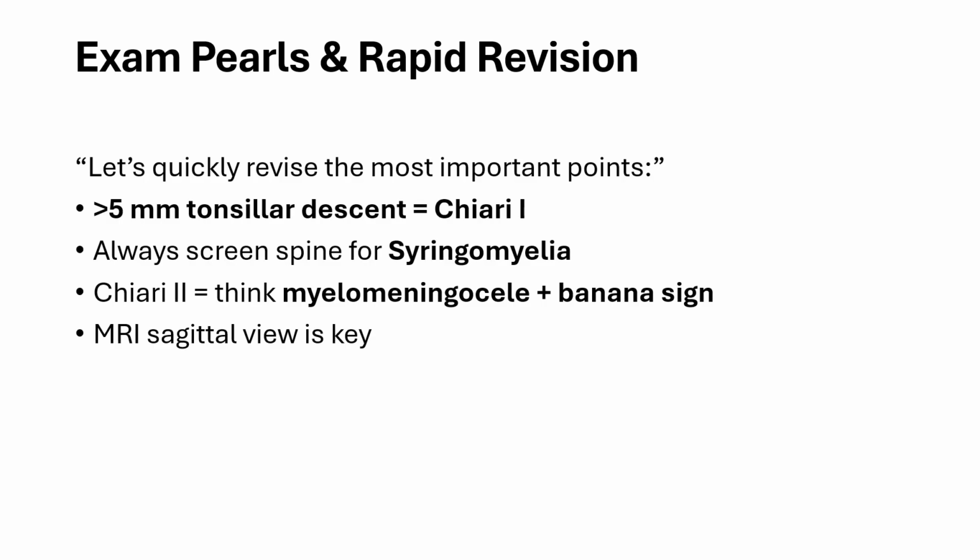Now the examples along with rapid revision. If the cerebellar tonsil is herniated more than 5 mm below the foramen magnum, it is Chiari 1 malformation. And if you see Chiari 1 malformation, always screen for syringomyelia. The spine should be looked at for syringomyelia. For Chiari 2 malformation, think of myelomeningocele and the banana sign of the cerebellum in the antenatal period, and the MRI sagittal view is the key for the diagnosis of Chiari malformation.